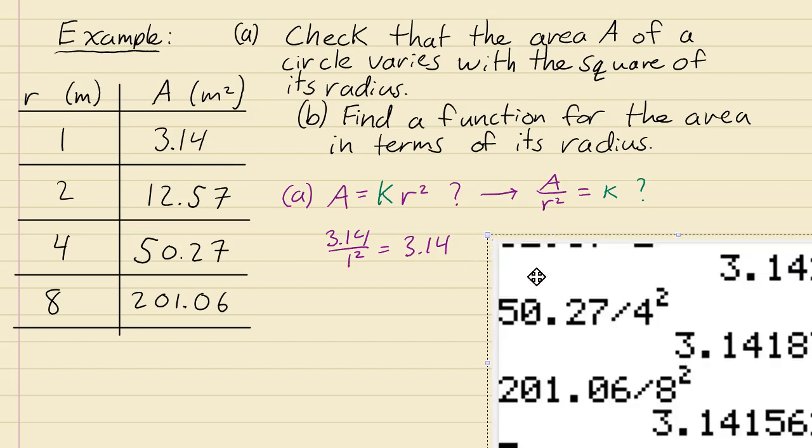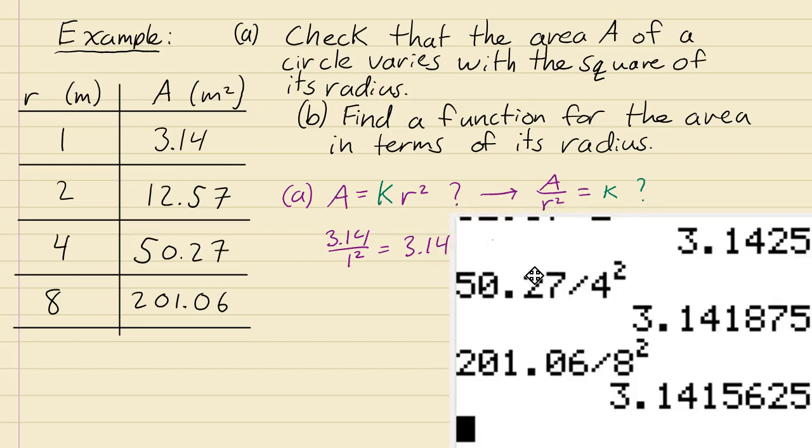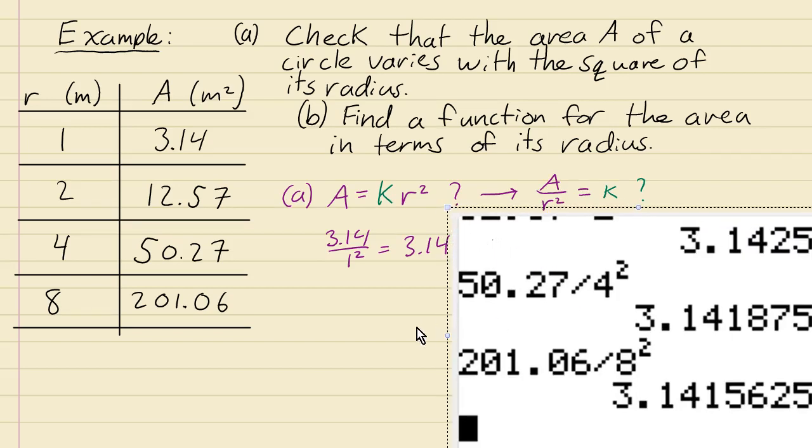So because the rest of them worked too, we're going to say that yes, it does vary, and the k that you get is pi.